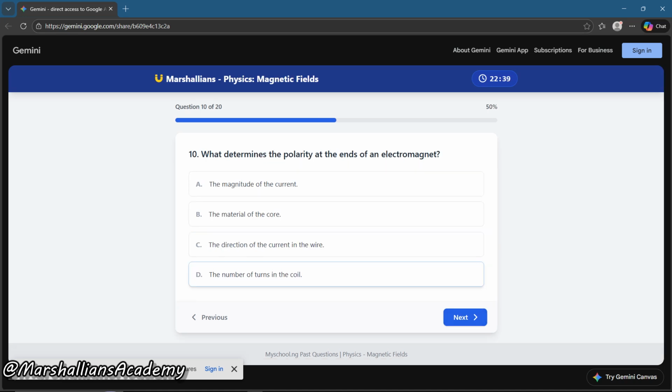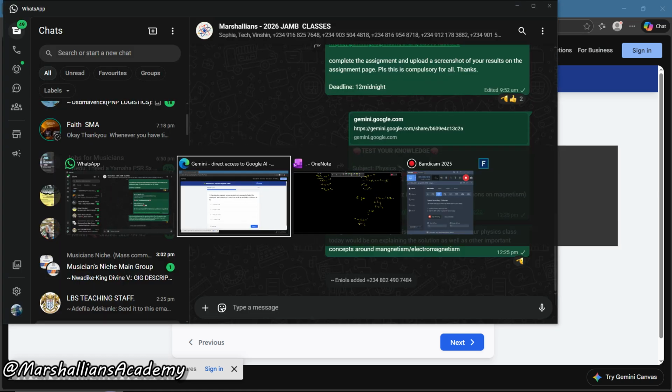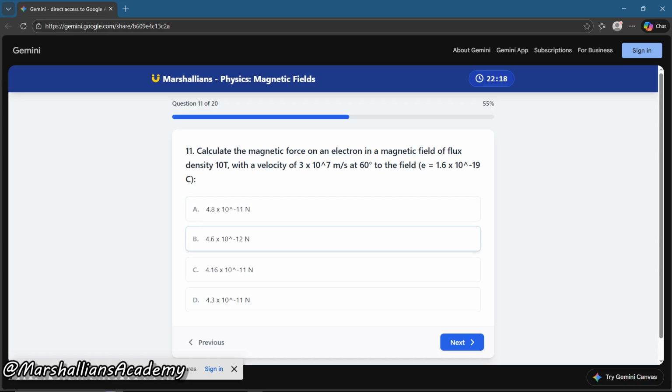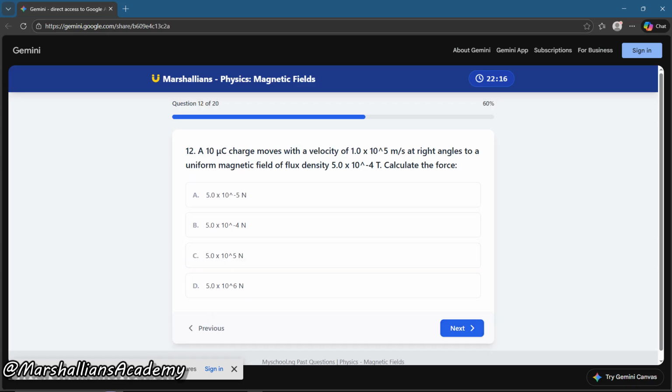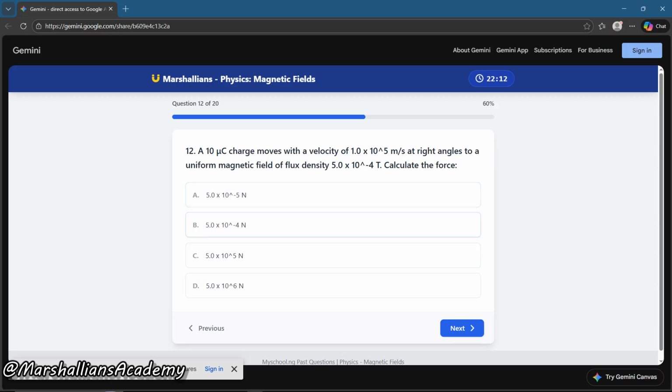What determines the polarity? Yeah, just apply your right hand grip rule and you should be able to answer this question. The direction of the current in the wire. I think we just calculated this, and let's go and check our solution. 4.16 times 10 raised to the power negative 11. We also just calculated this and see our answer. 5 times 10 to the negative 4.